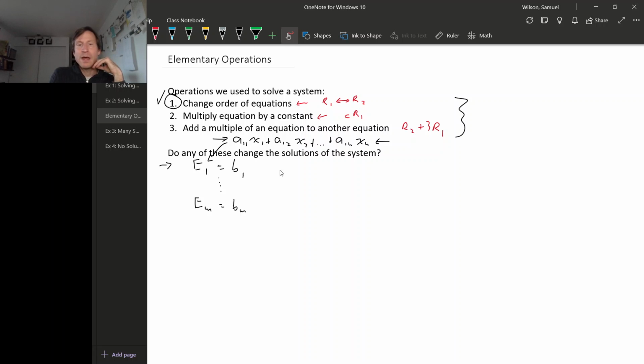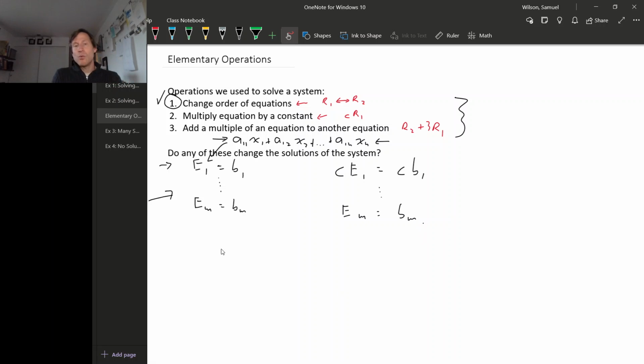Let's suppose, and what we're going to do is compare the solutions of this system to the solutions of the system where we take some row, and in general we can imagine it's the first row, and multiply the first row by a constant. So C times E sub 1 equals, if we multiply this equation by the constant C, we have to also multiply the right-hand side by that constant. So C times B1. And the rest of the equations stay the same.